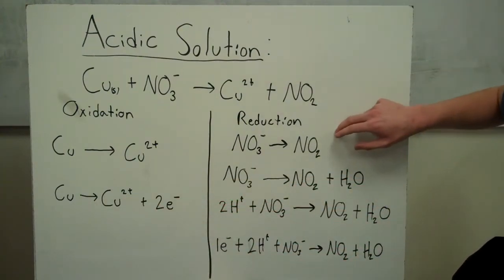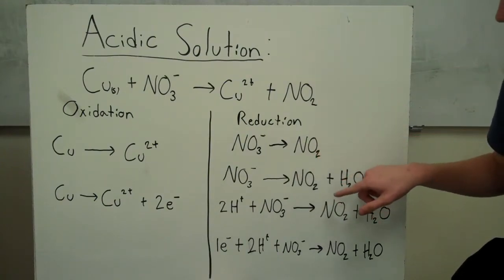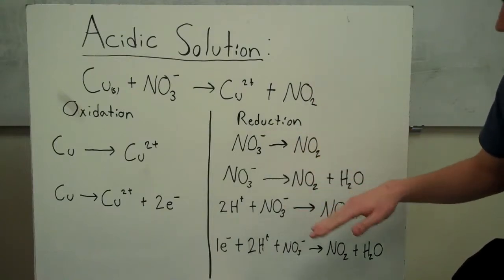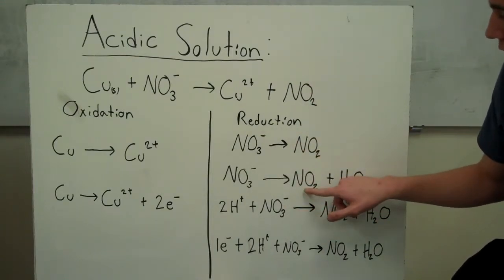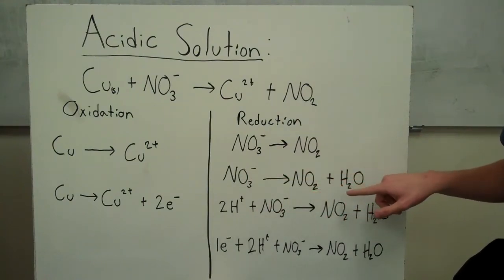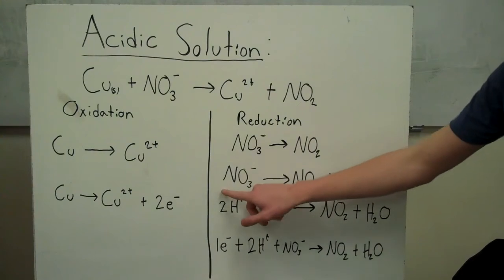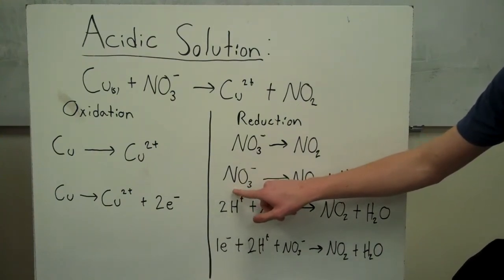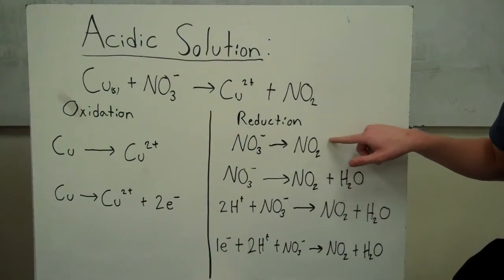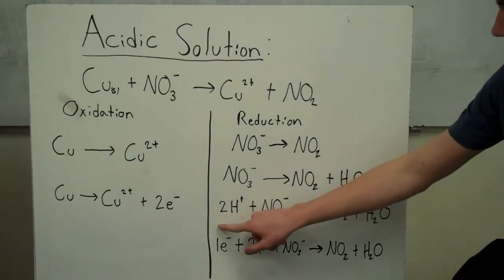This one, you have to first balance anything that isn't oxygen or hydrogen. So we see that the nitrogens are already balanced, so we can move on. Oxygens. When balancing oxygens, you have to add water molecules to the side that needs more oxygens. So for example, NO3 1 minus yields NO2. Well, you're missing an oxygen, so you have to add a water molecule here.